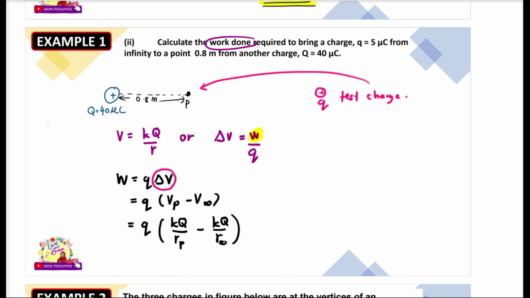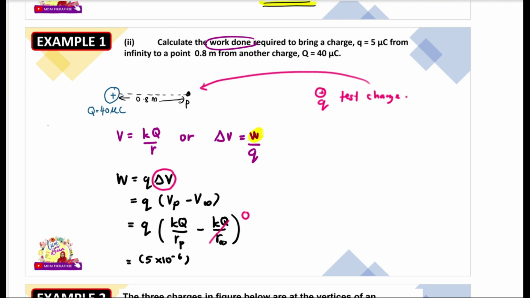Bagi dengan infinity, ini akan jadi kosong lah. Apa-apa nombor bagi infinity kan kosong kan? So kira dulu, substitute all the values. Kita kira dulu Q kita berapa? 5 kan? 5 microcoulomb.